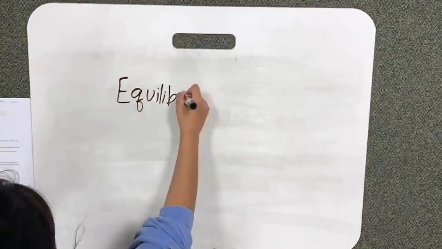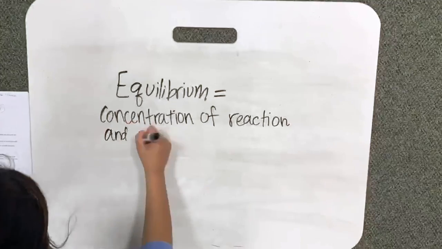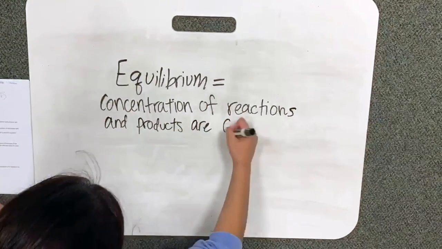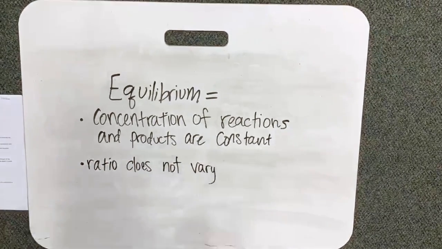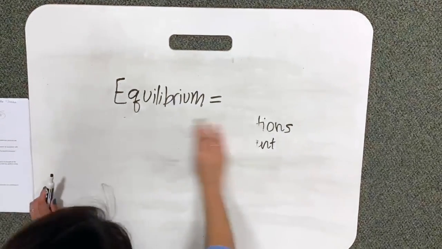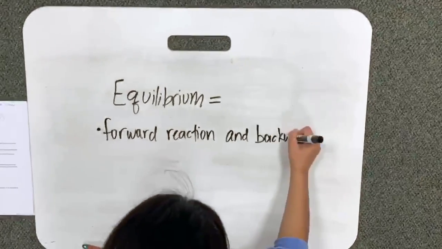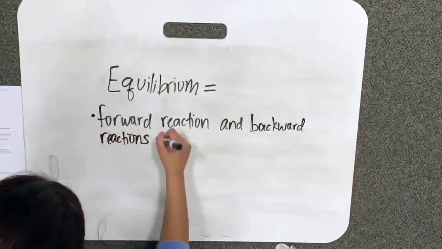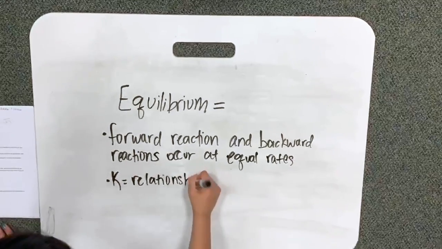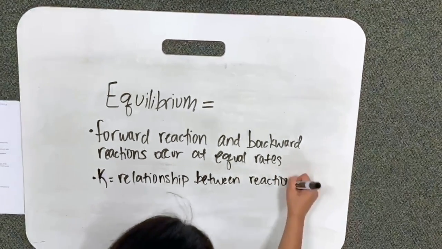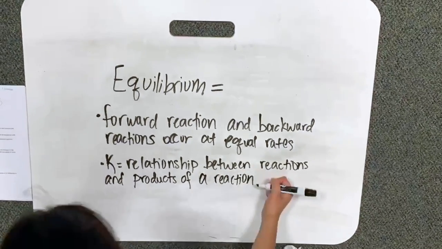A chemical reaction is in equilibrium when the concentrations of reactants and products are constant and their ratio does not vary. The forward and reverse reactions occur at equal rates.